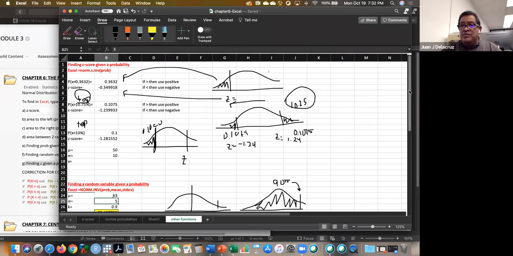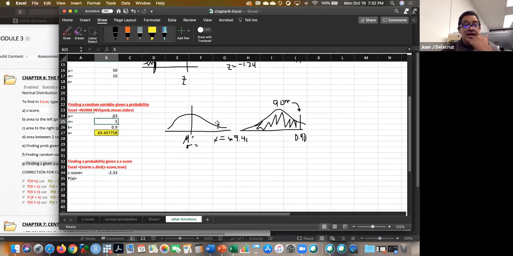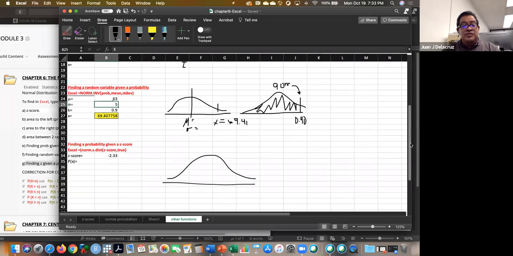So here we already did this, finding a random variable given a probability. So we have the probability, we can find the value of the random variable. Here we have finding a probability given a C score. So in this case, I have a C score, so that's one that we did before too.